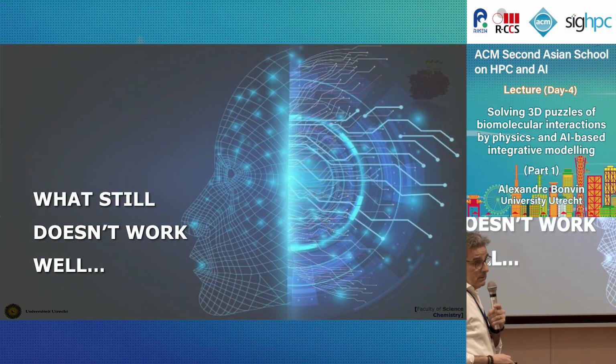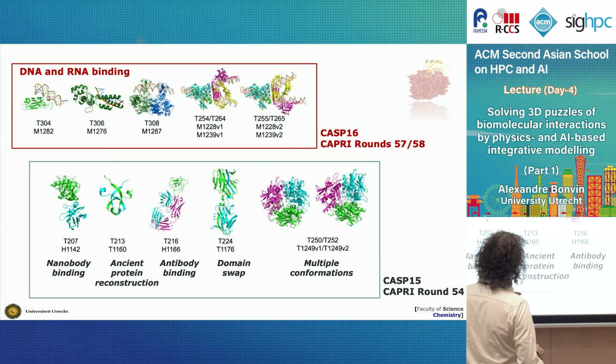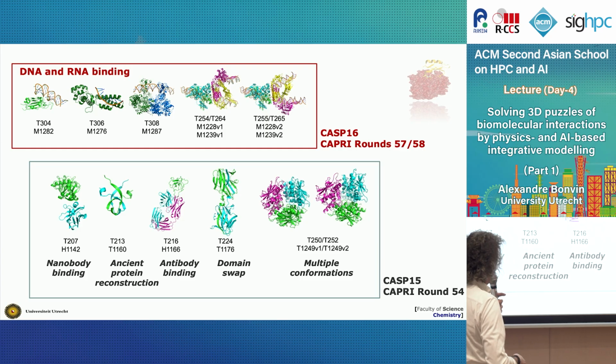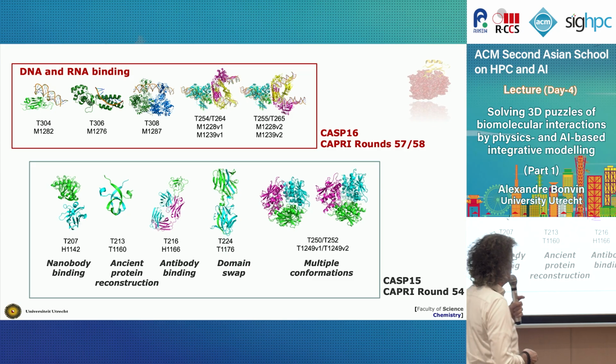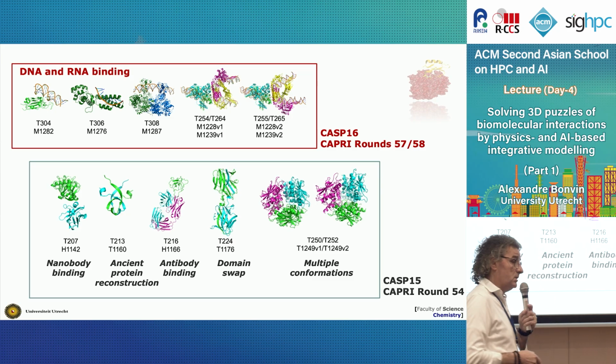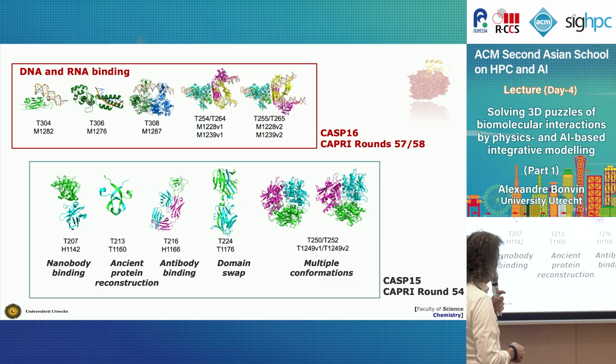Does it mean that everything is solved? No. So these are now some examples from CASP 15 and CASP 16. CASP 14, 15 is 22, and 16 is 24. Okay, so here you see some of the things that did not work very well. You find nanobodies, antibodies.